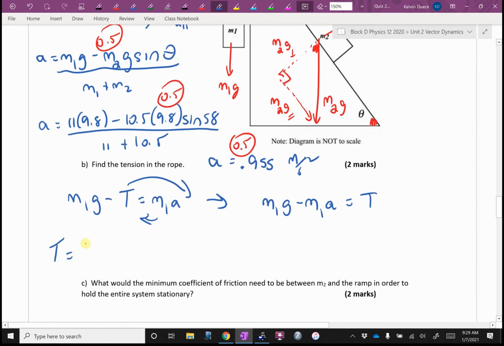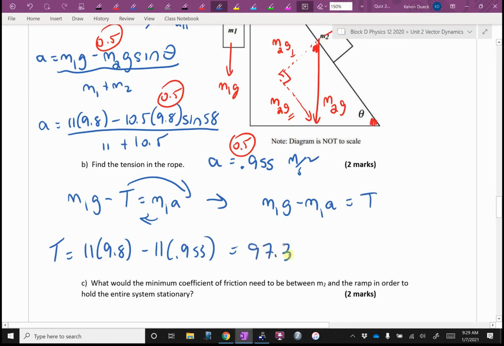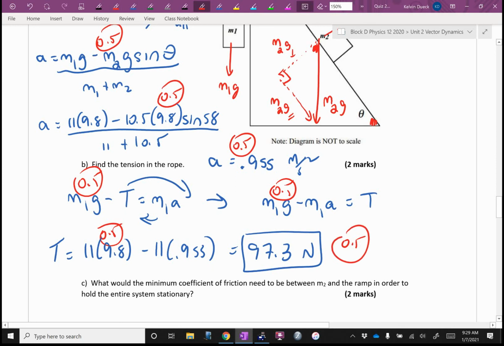Tension is going to be M1, 11, G, 9.8, minus 11 times 0.955. Answer button. Do you get 97.3 newtons? 2 out of 2 for that. Otherwise, again, half mark for the first line, half mark for that line, half mark for the numbers, and a half mark for the answer.